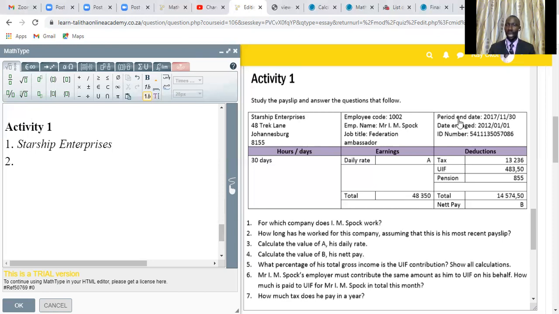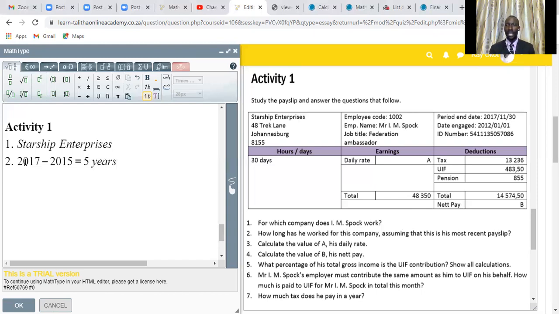So this gentleman, that is I.M. Spock, started working in 2012 at the beginning, then up to 2017. Now when you put that into calculation, from 2012 to 2017, notice that he never completed 2017. This payslip is for November, not December. So if we do the calculation from 2017, we take away 2012. What we see is 5 years.